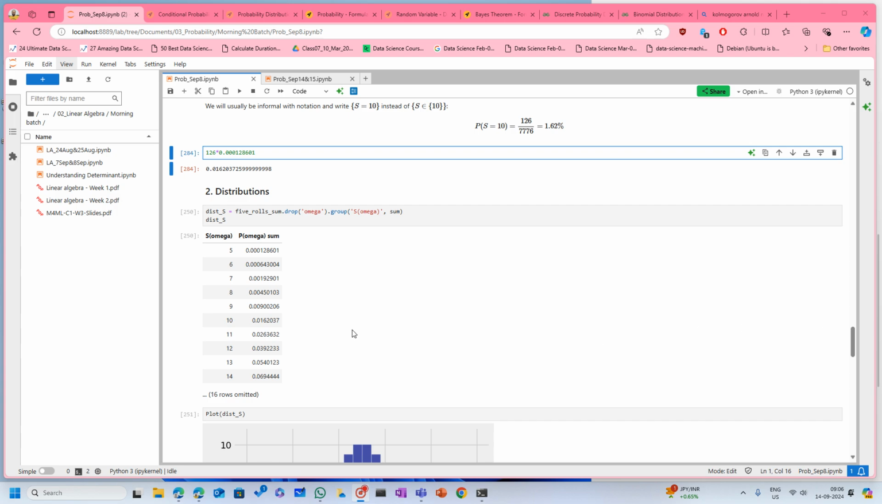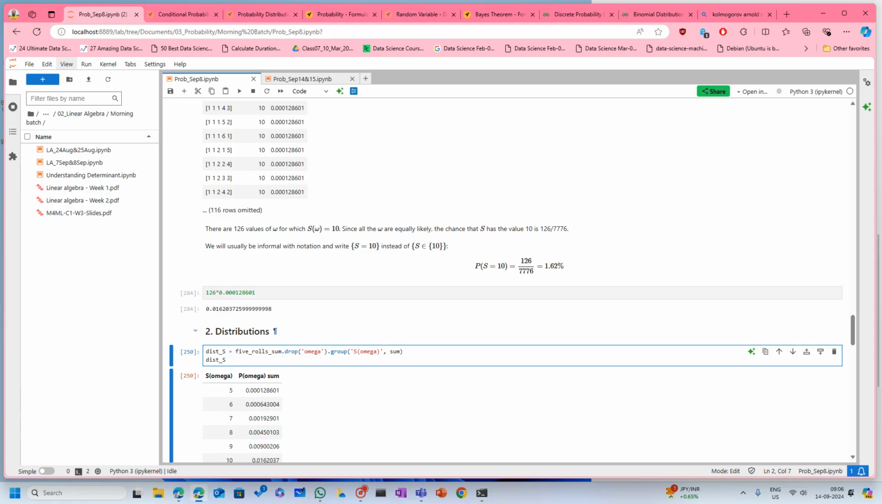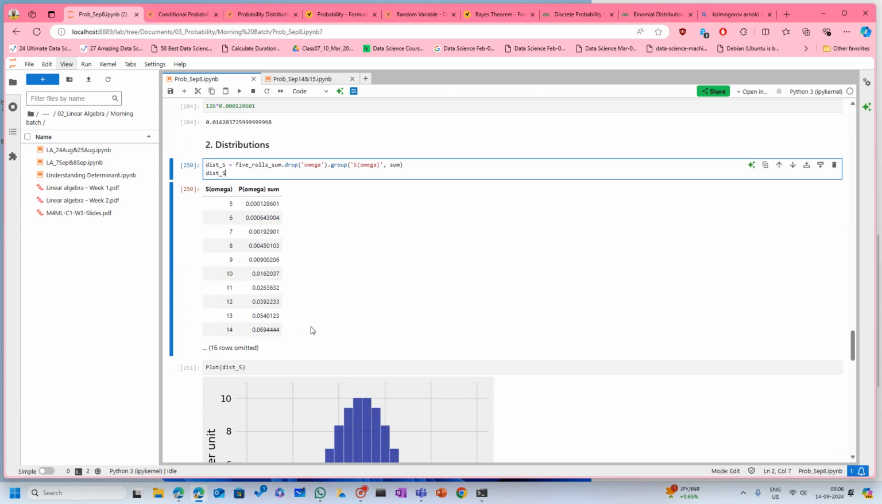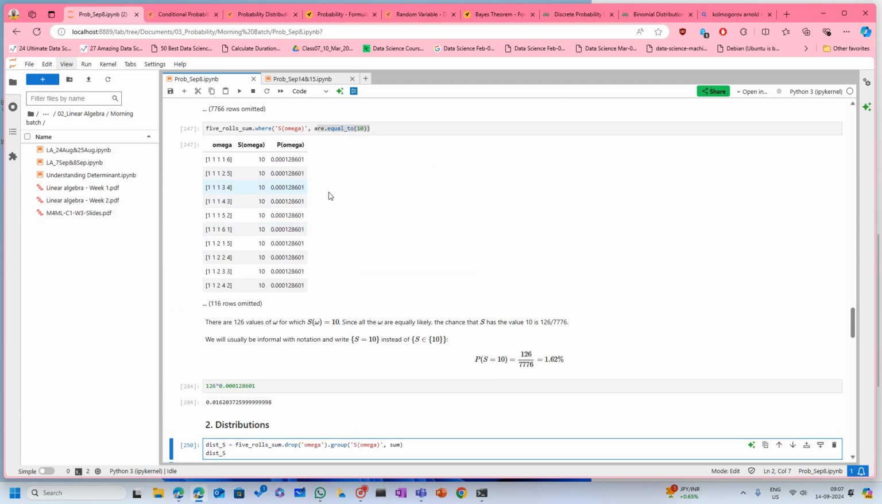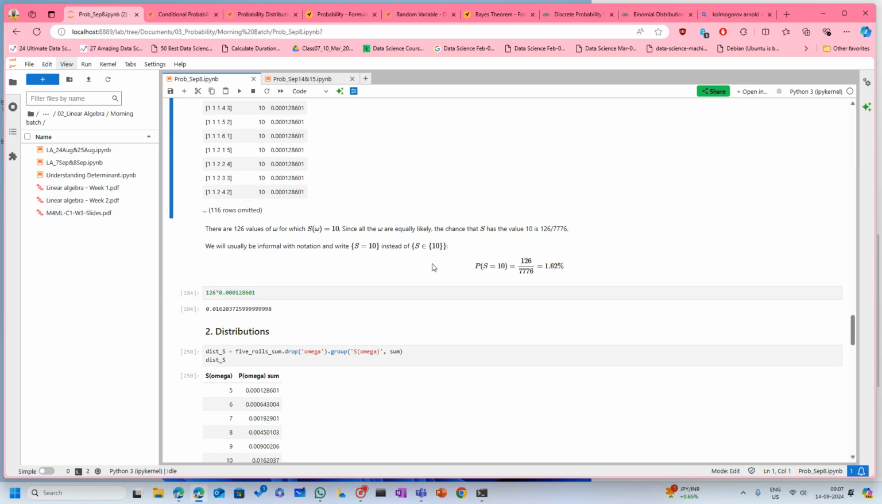Okay, so distribution is nothing but the arrangement of all these values, all these probabilities in the form of a plot. Distribution is nothing but the spread of the values. Variance is the spread of the values actually, but distribution is representation of that in the form of a plot.